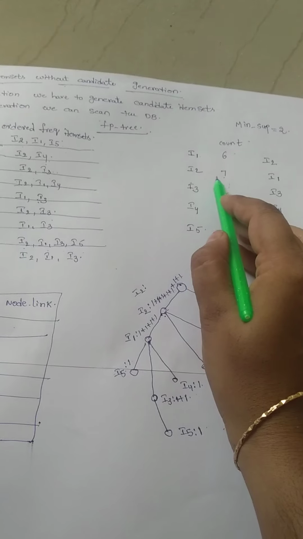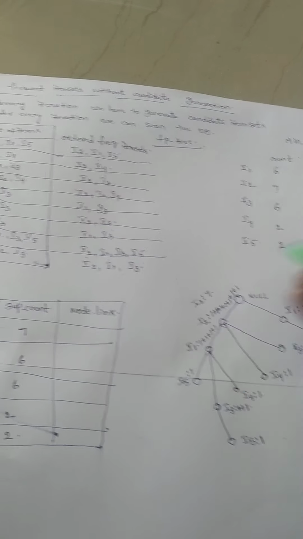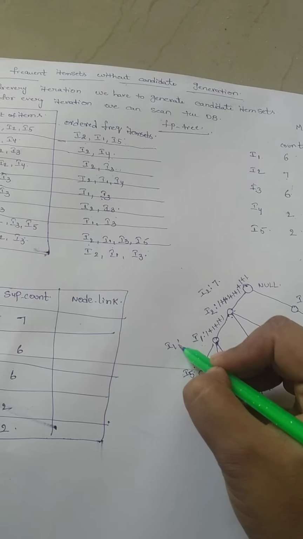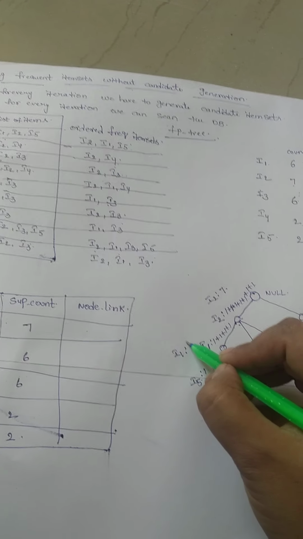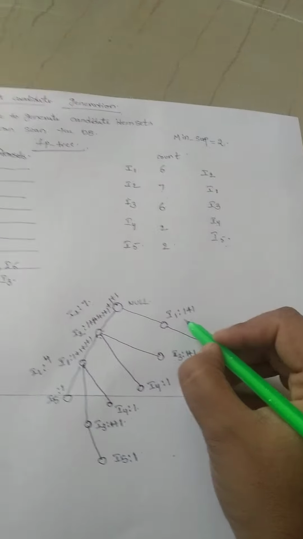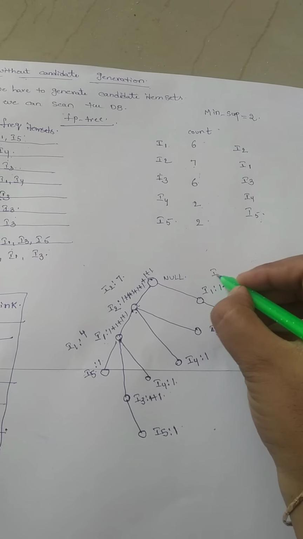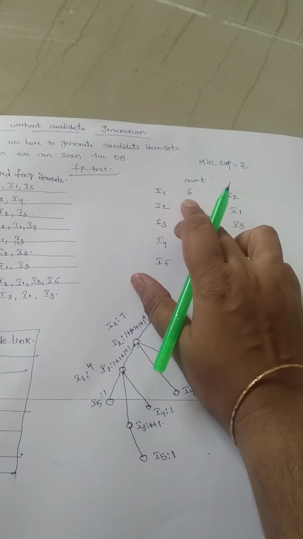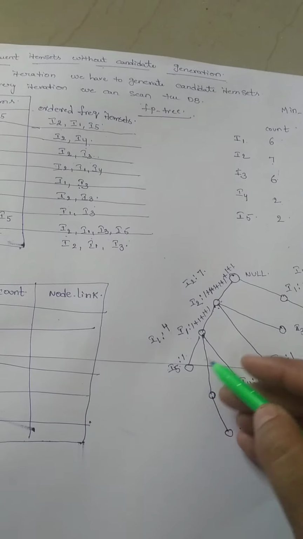So what is the I2 count? 7. So here I2 is 7. Next here I1 is 1, 2, 3, 4. Already there is also I1, so here I1 is 2. 4 plus 2, 6. So the count will satisfy.